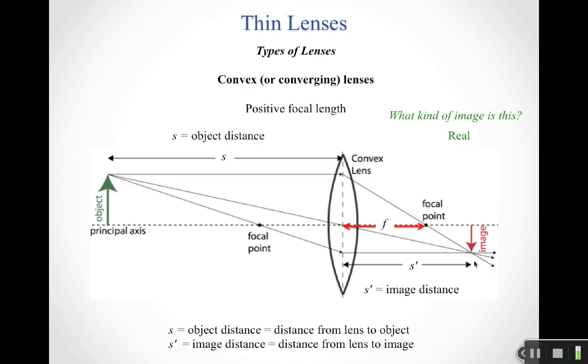Is it reduced or enlarged? Well, you can see from this that the size of our object, the green arrow, is larger than the size of our image, the red arrow. So this is a reduced image. And then again, is it upright or inverted? Well, the green arrow points up, the red arrow points down. So the orientation has been flipped over, so this is an inverted image. So this particular image happens to be real, reduced, and inverted.